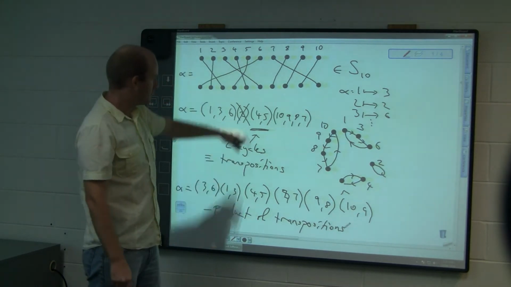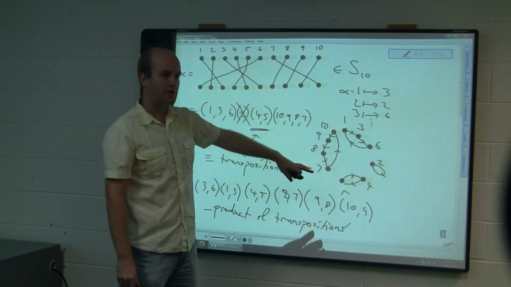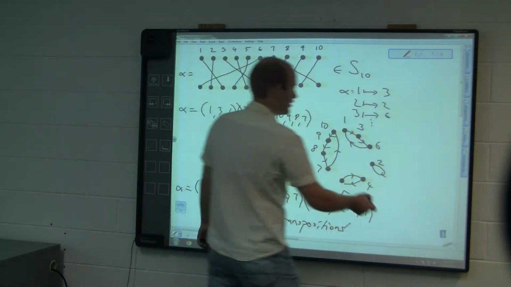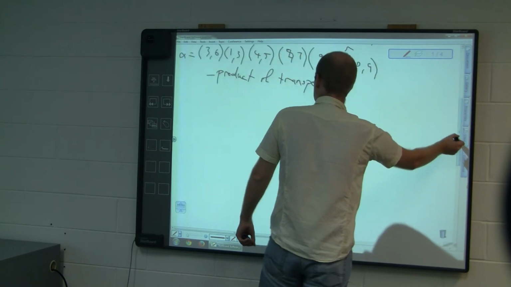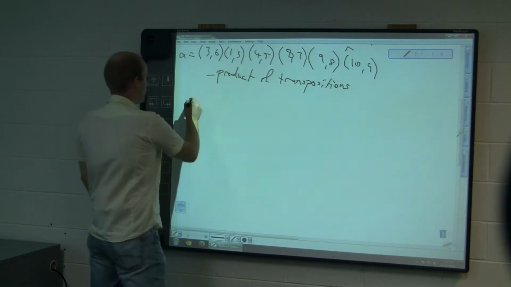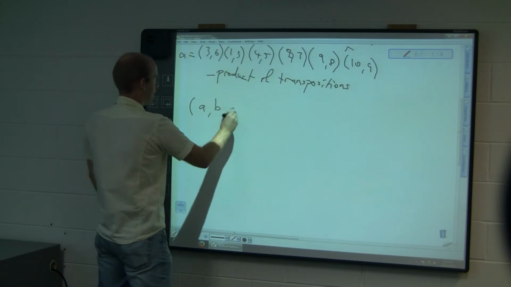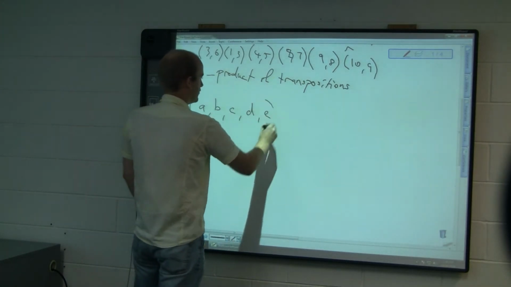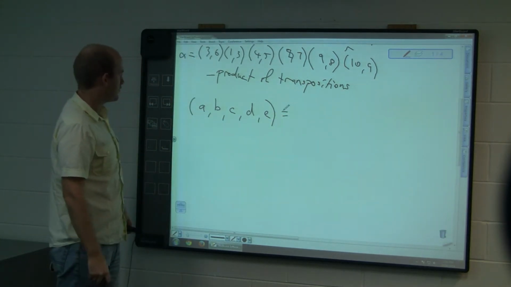And I just want to convince you, for example, that you can take a 4 cycle and write it as a product of 3 transpositions just by doing a simple example. So let's just, for the moment, go down here a bit. And I want to convince you that if I do a random cycle like a 5 cycle, I should be able to write that as a product of a bunch of transpositions.